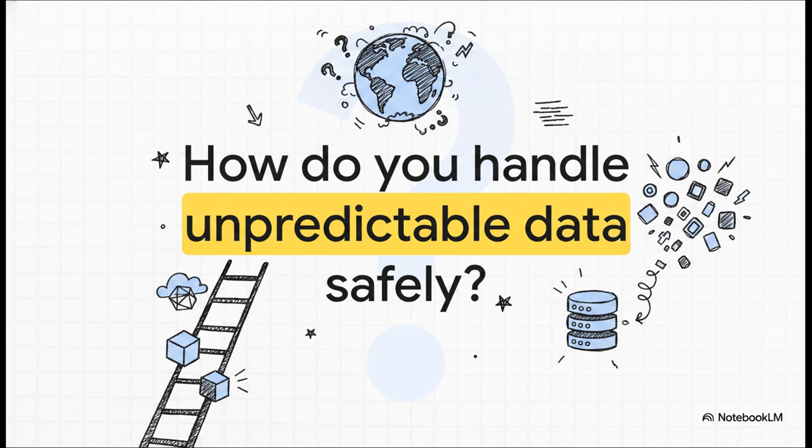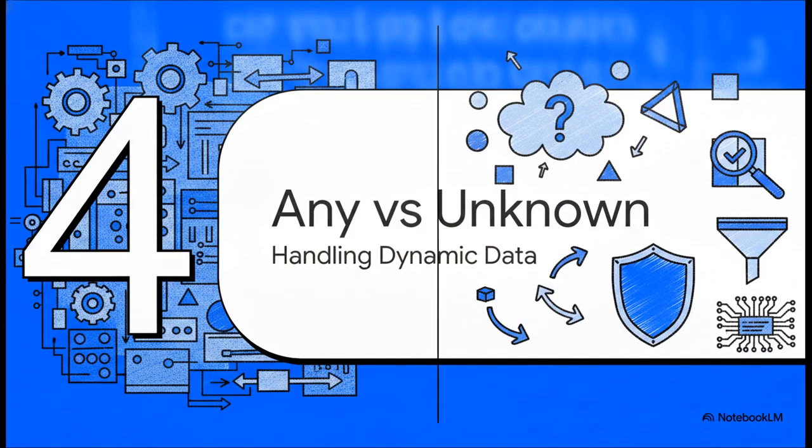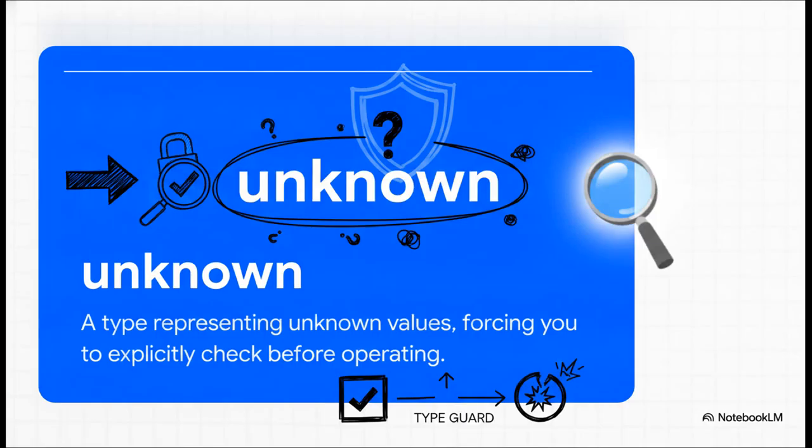So everything is super strictly typed until you hit the real world. As we move up the ladder of abstraction, we have to figure out how to safely handle dynamic, totally unpredictable data, like an API response where we just don't know the shape in advance. Let's get into it. Section 4, any versus unknown. Let's be clear up front. Unknown is the much safer counterpart to any.